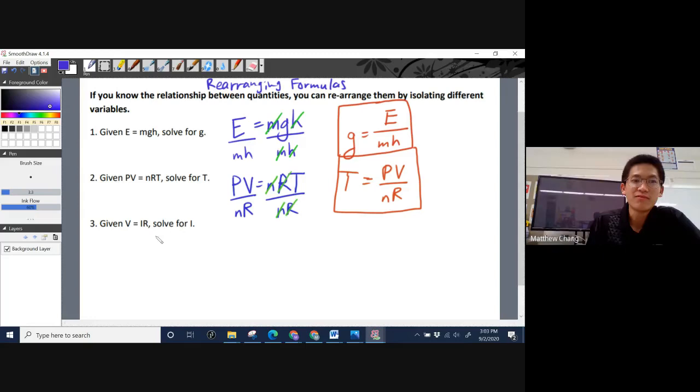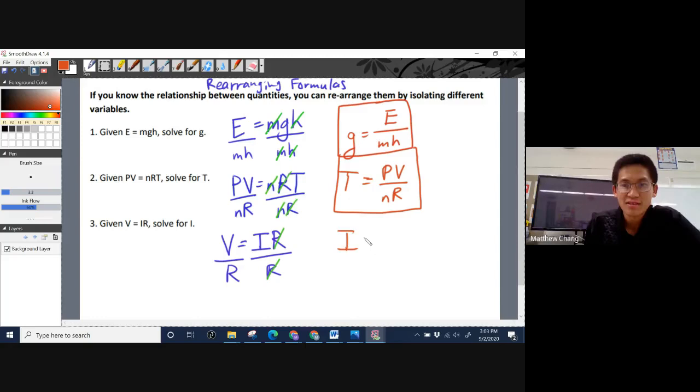Given V equals IR, you want to solve for I. I think this is Ohm's law in physics. If you want to solve for I, you divide both sides by R. Again, we're isolating I, so we cancel that out, and now we have I equals V divided by R.